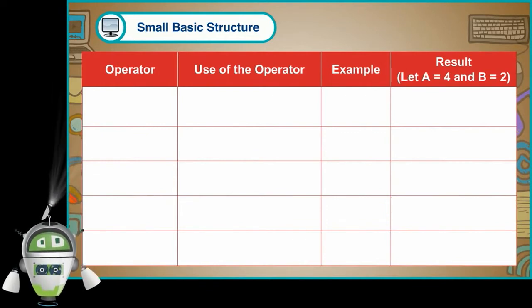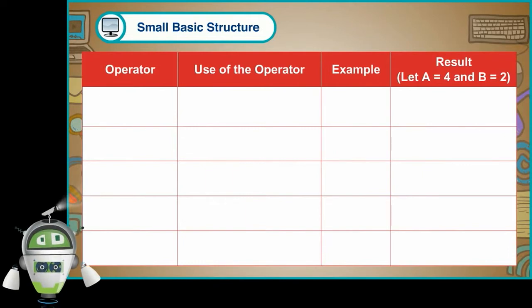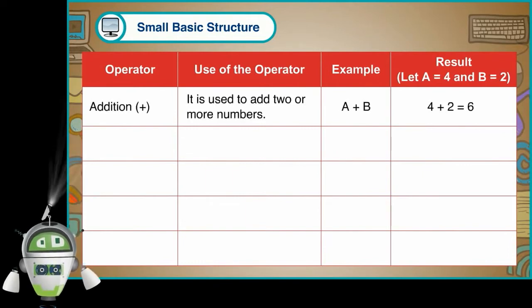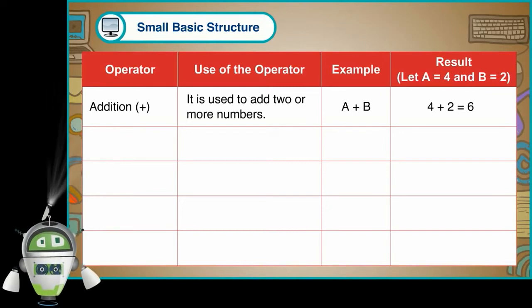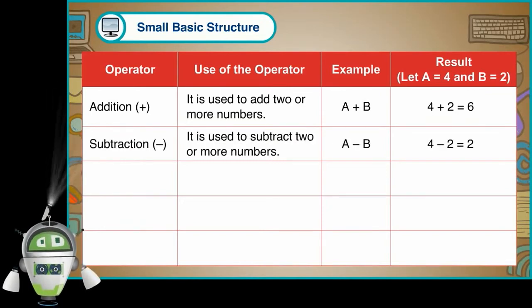Let A be equal to 4 and B be equal to 2. Addition, plus sign. It is used to add two or more numbers. A plus B, 4 plus 2 is equal to 6. Subtraction, minus sign. It is used to subtract two or more numbers. A minus B, 4 minus 2 is equal to 2.